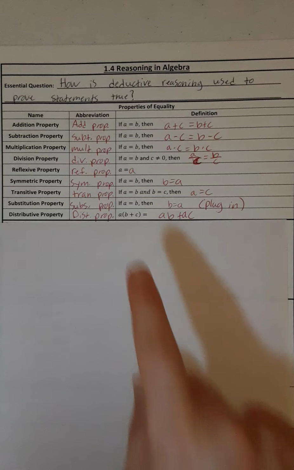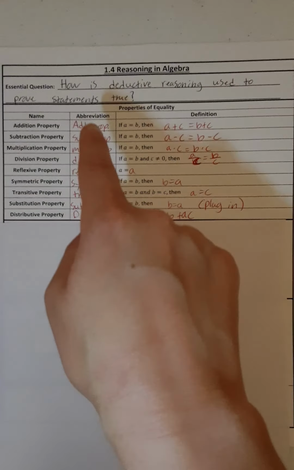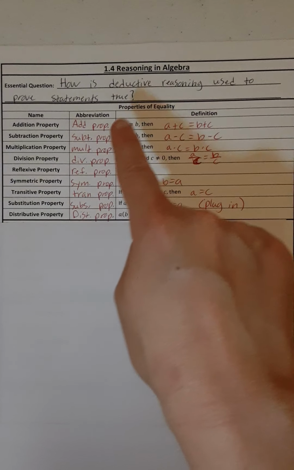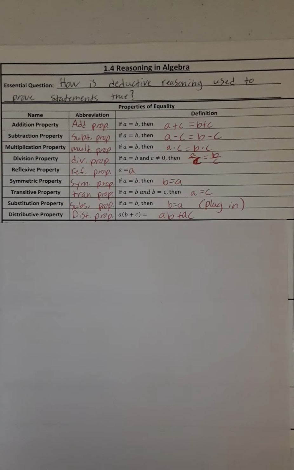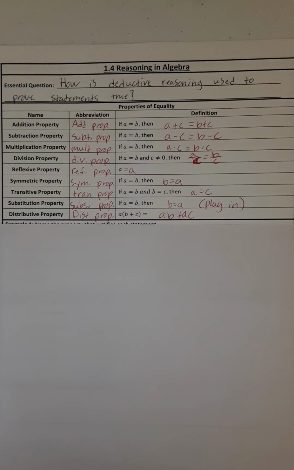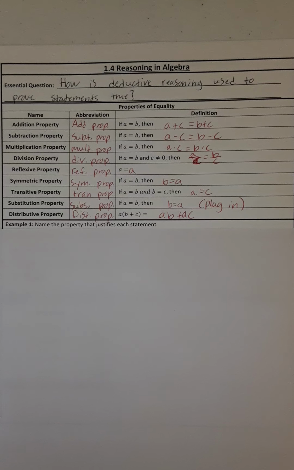One quick note, notice that my abbreviations for substitution and subtraction are really close. I have a T on my subtraction abbreviation and an S on the end of my substitution abbreviation. It's important to remember those so that you know whether you're subtracting or substituting. Okay. Now we'll look at example 1. Example 1 says, name the property that justifies each statement.